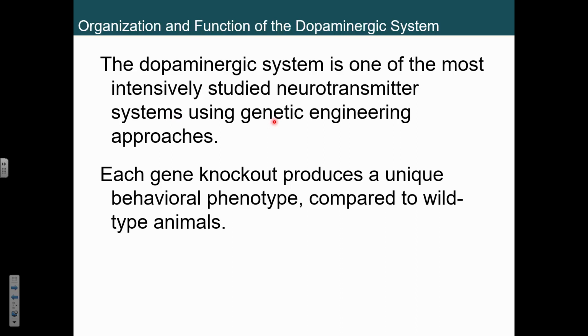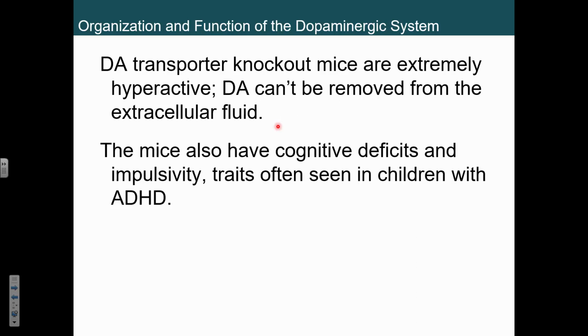Dopamine. You guys need to know something about dopamine. The genetic engineering stuff. There are a ton of knockouts that we can think about. Dopamine transporter knockout mice are hyperactive. That makes sense. What does the dopamine transporter do? That's reuptake, right? If you have no ability to reuptake dopamine, guess what happens? You're hyperactive, because dopamine influences that. They also have a bunch of cognitive deficits. They're impulsive, and they kind of act like kids with ADHD. So that's interesting.